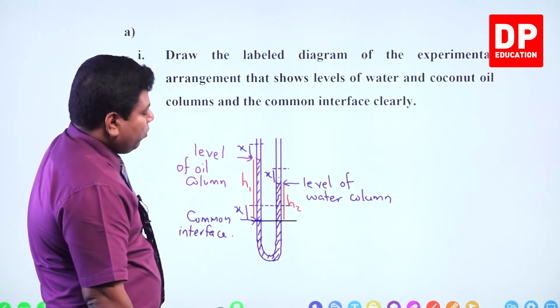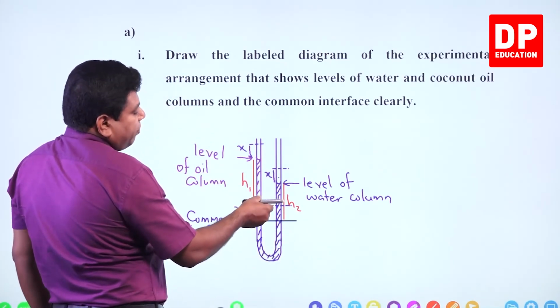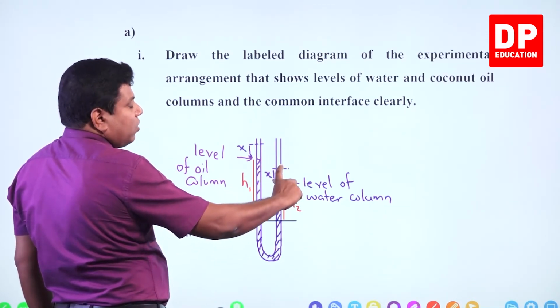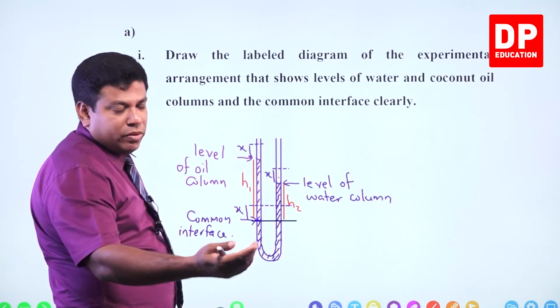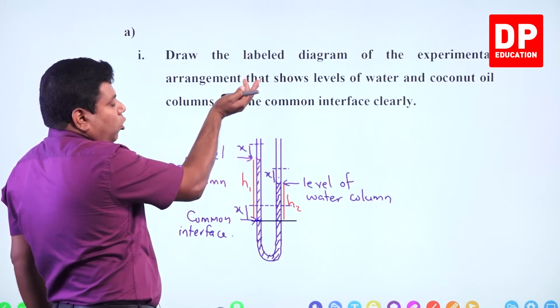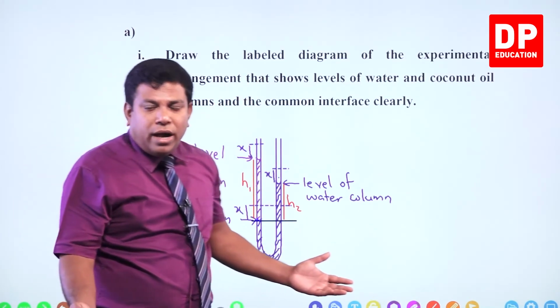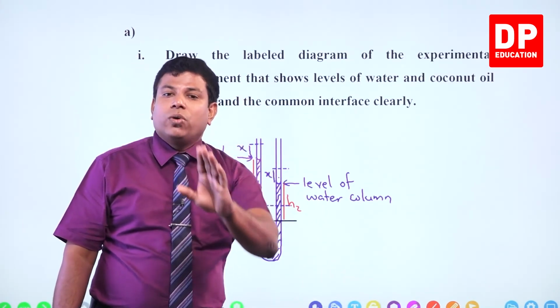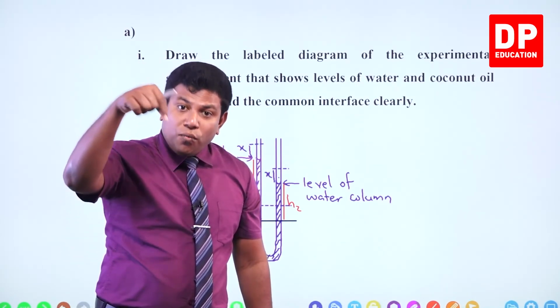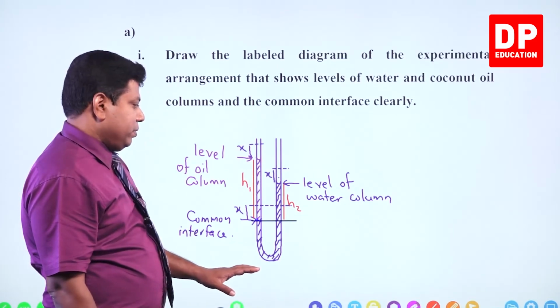And look at the heights now. The common interface goes up by x, the water level goes up by x, so the height of water wouldn't change. The oil level also goes up by x, so the base goes up by x, the top also goes up by x, then the height of the oil column will also remain constant. So this is what happens when you add water into this, right?